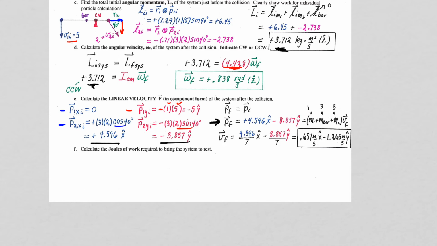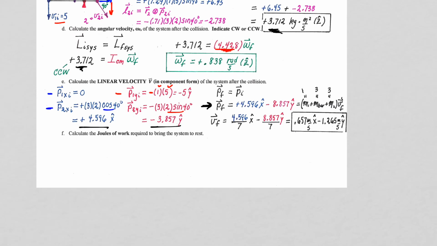So there's our answer. We now know the final momentum of the system is equal to our initial momentum of the system. Momentum is mass times velocity. So the bar initially was at rest, so we had no initial momentum from the bar. Now we do have to be a little careful because the final mass of the system is the composite system, so it's all 3 times V final. So the final linear motion of this particle is given by 0.657 meters per second minus 1.265 meters per second.